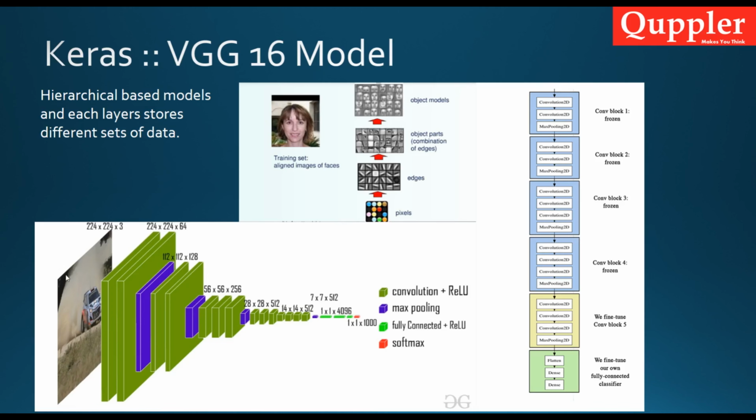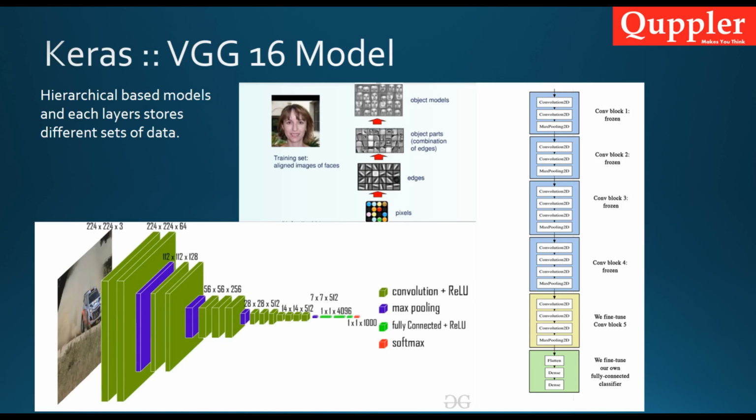Once we feed the image, in this diagram you can see the image is 224 cross 224 cross 3. What does that mean? That means width, height, and the number of channels. So this is the dimension of the image. For this, the VGG network needs 224 cross 224 dimension for the image which we are going to feed as the input image.